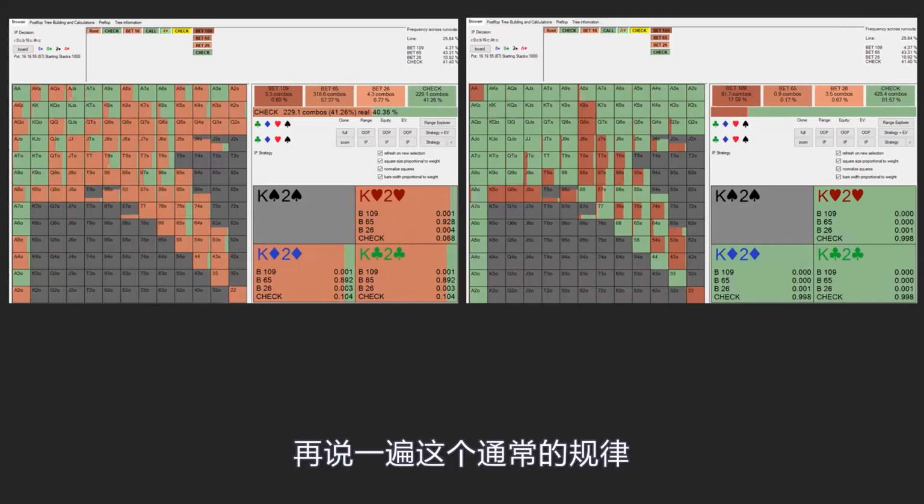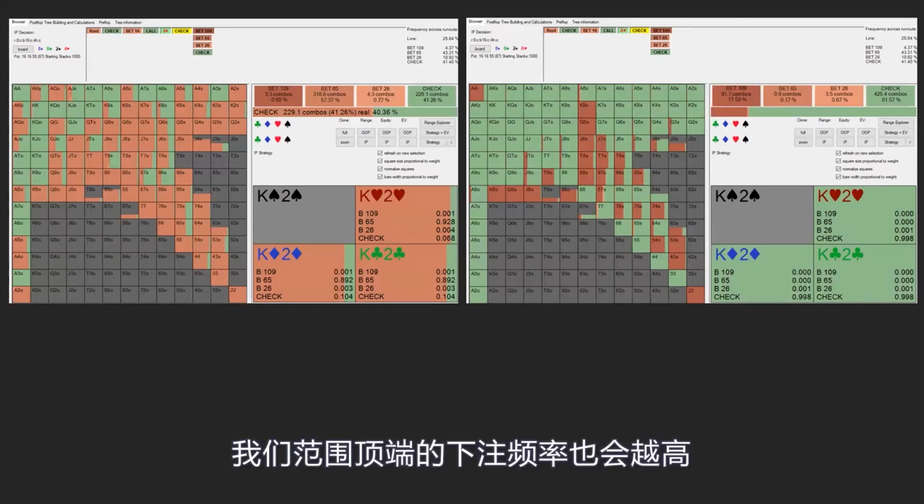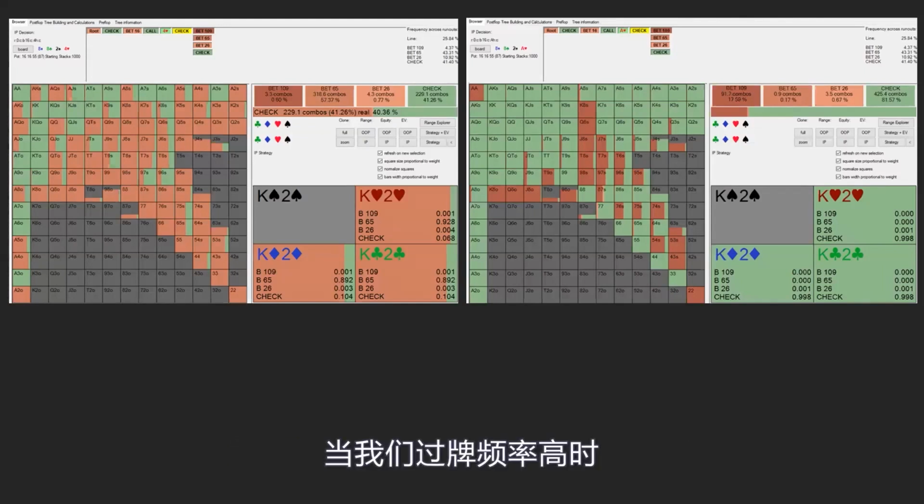So, I mean, the general idea I wanted to say is that the higher we want to bet in terms of frequency in general, the higher the strong hands will be bet. And the more we want to be checking in a certain spot, the lower the frequency at which the really strong hands will be bet.